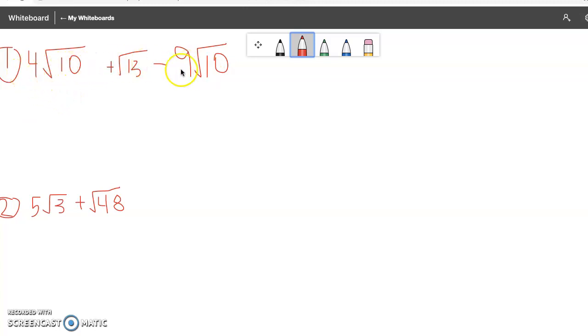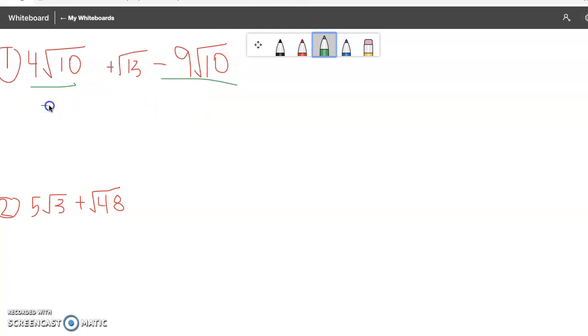So looking at number 1, I have 4 root 10, root 13, minus 9 root 10. There are only 2 radicals that can be combined together, and that is 4 radical 10 and negative 9 radical 10, because they both have the same radical, so you are able to combine 4 minus 9 together. I can't add root 13 to either of these radicals because they aren't the same. You also do not add radicals together.